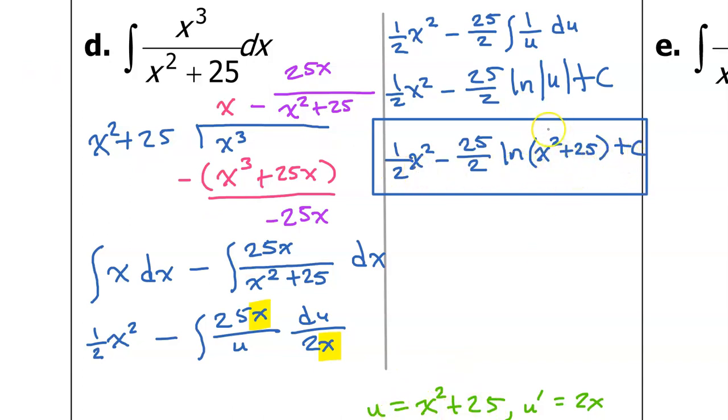You might also notice that I'm using normal parentheses now instead of the absolute value. That's because the x squared is always positive. Adding 25 still leaves it a positive value. So we no longer need the absolute value to guarantee that we have a positive number. It's fine if you leave the absolute value, but I'm just pointing out that it's not necessary.